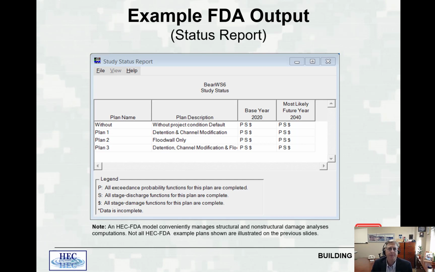So let's look at some of the reports that come out of FDA. FDA provides an enormous amount of flexibility in the reports that you can see.